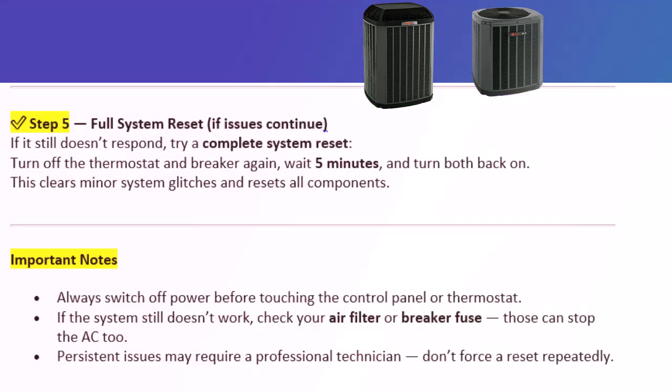Step 5. Full system reset if issues continue. If it still doesn't respond, try a complete system reset. Turn off the thermostat and breaker again, wait 5 minutes, and turn both back on. This clears minor system glitches and resets all components.